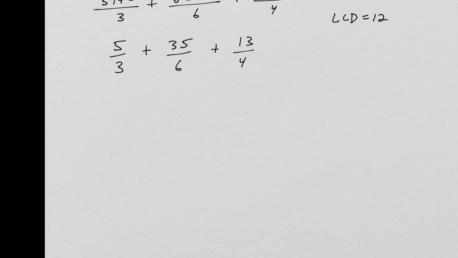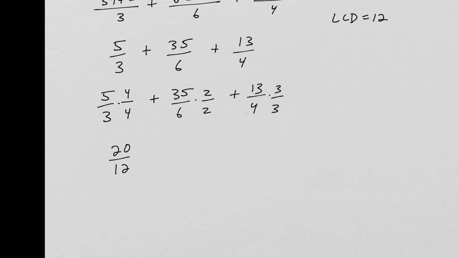So now I want to convert each of these, right? To make sure that their denominator is 12. So in the first case, I have to multiply 5/3 by, let's see, I need a 12, right? So I need a 4 over 4. This one I need a 2 over 2, because 6 times 2 gives me 12. And finally, I need a 3 over 3. So this is really the same as 20/12 plus 70/12 plus, and what's 13 times 3? 39, right? 39/12.